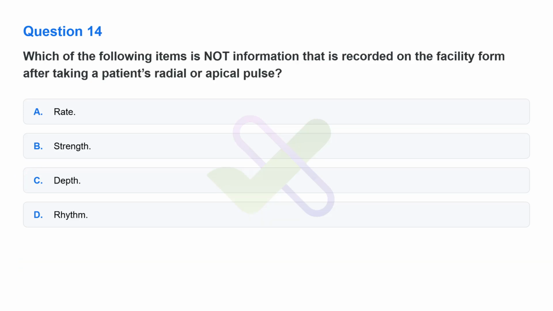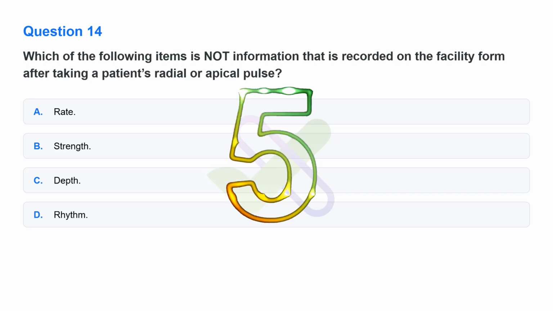Which of the following items is not information that is recorded on the facility form after taking a patient's radial or apical pulse? A. Rate. B. Strength. C. Depth. D. Rhythm.